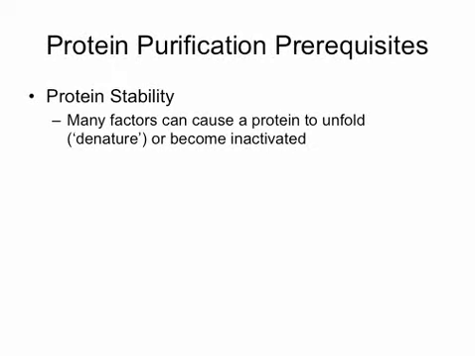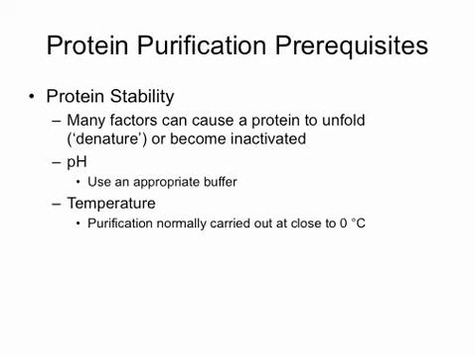Right? So many factors can cause a protein to unfold, such as drastic changes in pH. Inside the cell, pH is regulated. Once you break open a cell, now that enzyme or protein comes out in solution and it's susceptible to changes in pH. If the pH changes drastically, that can cause the protein to unfold and be inactivated. So whenever we carry out a protein purification, we're almost always going to carry it out using some kind of a buffer to maintain that pH at a constant level that will keep our enzyme in its active form.